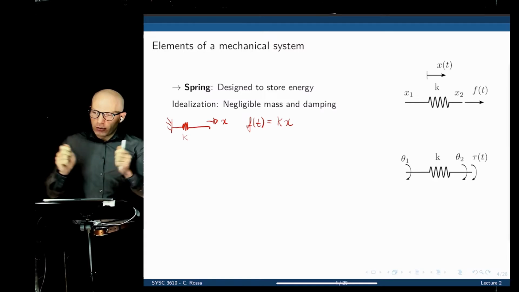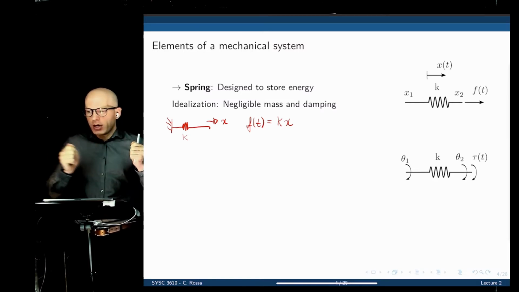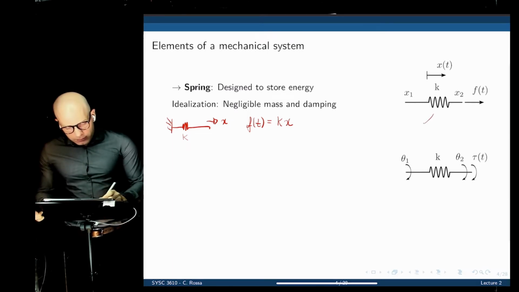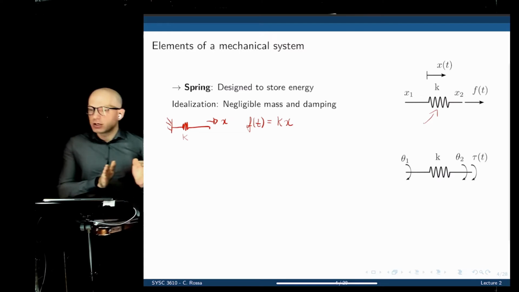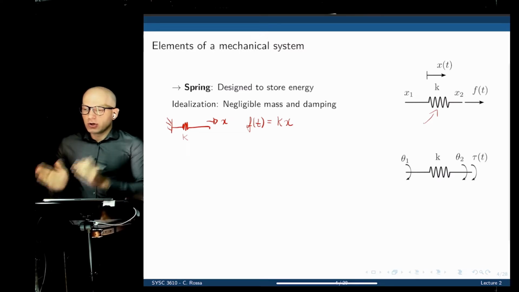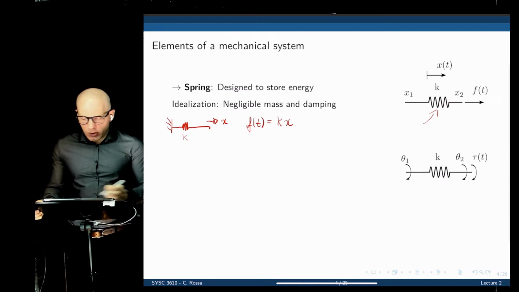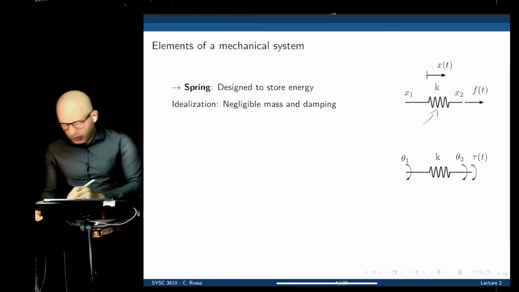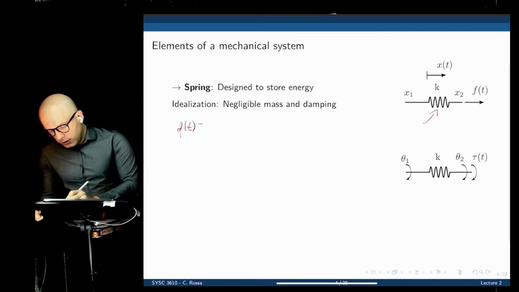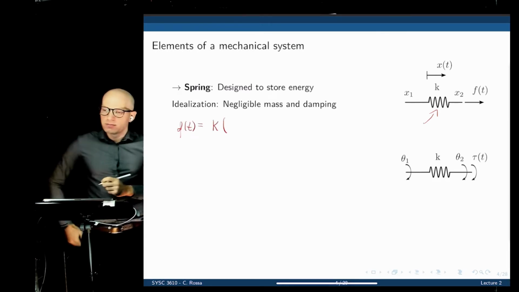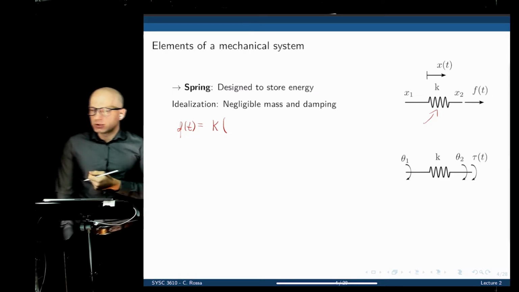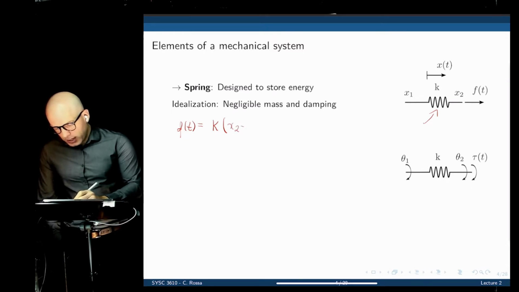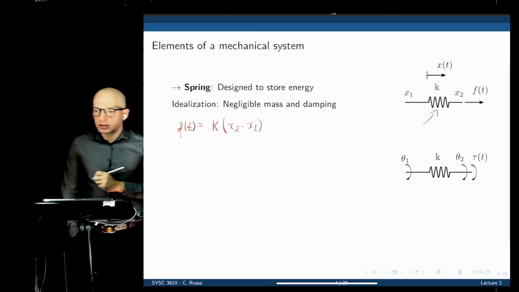Right? This is valid when one end of the spring is held and the other moves. What happens if now both ends are moving? I'm stretching one end one way and the other end the other way, or even the same direction, as we show here. One side of the spring is displaced by x2, the other side by x1. So what is the new force now developed in the spring? F of t equals the stiffness constant times the relative displacement between both ends of this spring, that is x2, the displacement in one end, minus the displacement in the other end.